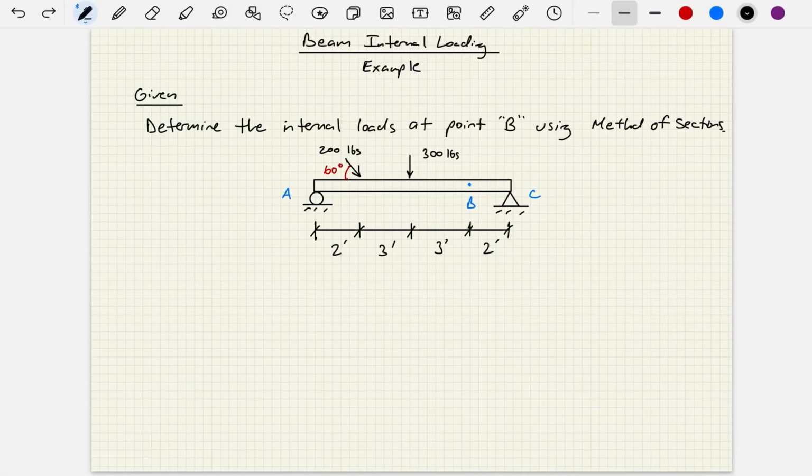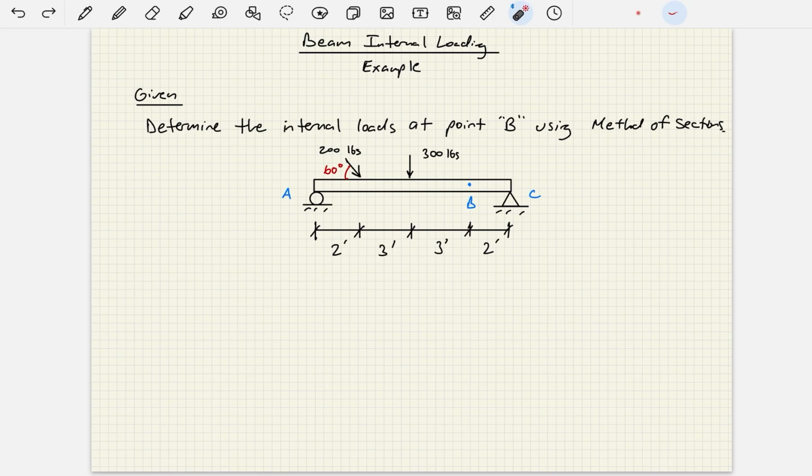Hey everybody, Dr. A here, and in this video we're going to be exploring an example of beam internal loading. So let's go ahead and get started. In the given information, we're being asked to determine the internal loads at point B using the method of sections.